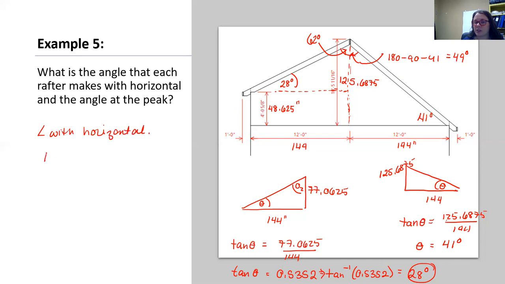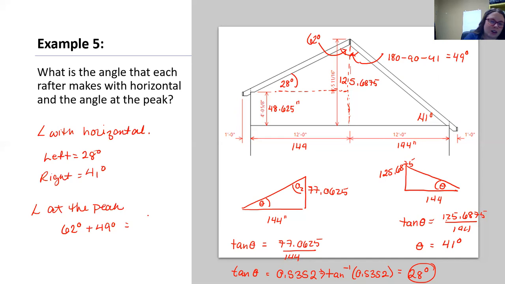Angles with horizontal: on the left, we have 28 degrees. On the right, we get 41 degrees, and the angle at the peak is going to be 62 degrees plus 49 degrees, which leaves us with 111 degrees.